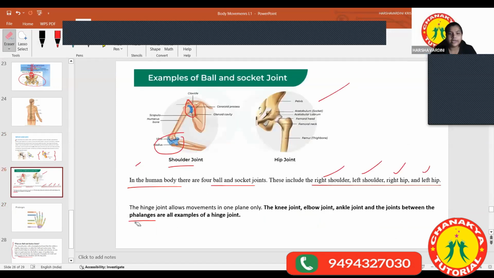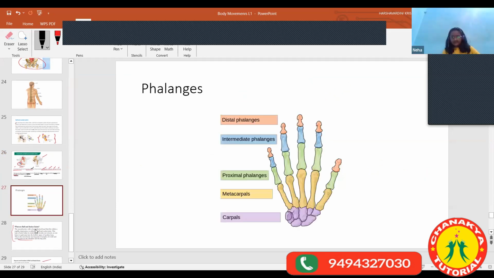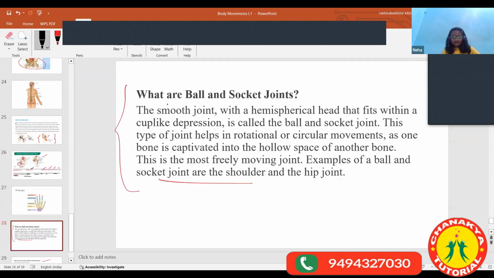So we were in this slide. Okay, so you have to remember this. There are 4 ball and socket joints in our whole body: right shoulder, left shoulder, right hip, left hip. And hinge joints allow movements in one plane only. I'm talking about ball and socket joint, and now we are talking about hinge joint. The knee joint, elbow joint, ankle joint, and joints between the phalanges are examples of hinge joints. Now coming to the formal definition.